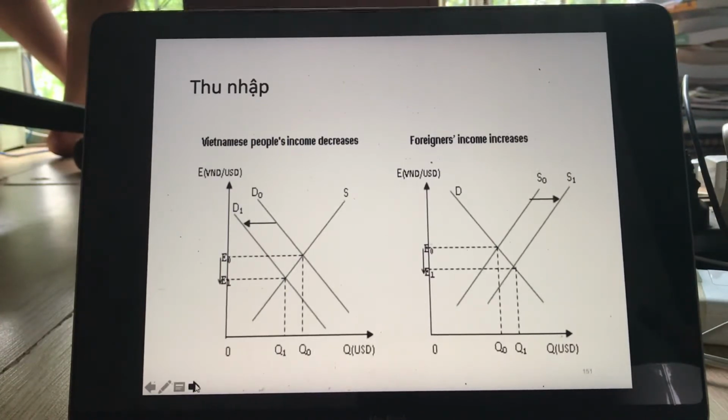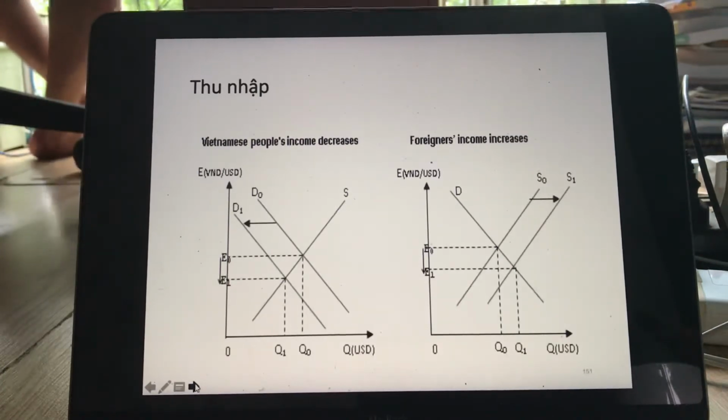Young answer is correct. Okay, but I want to ask you more, the mechanism or the reason behind that. So why can we make such a conclusion? Why, when Vietnamese people's income decreases, can it reduce the import? Nguyễn Việt Thành, please. Can you hear me? Yes.